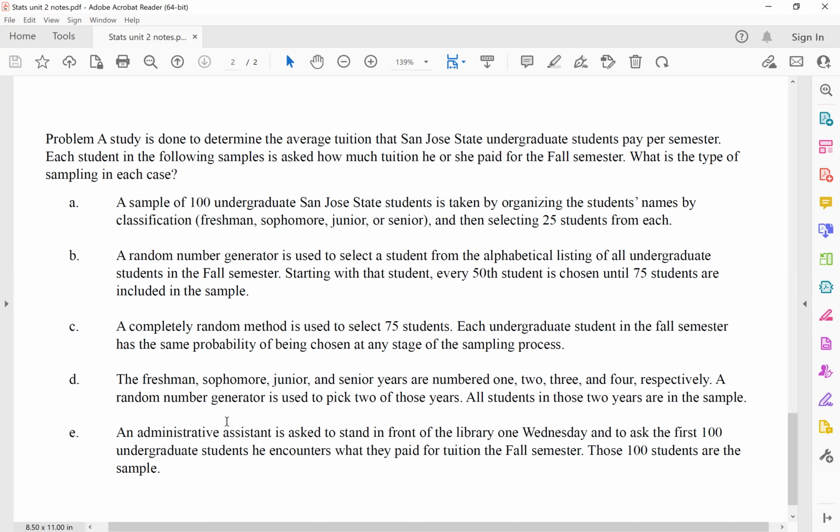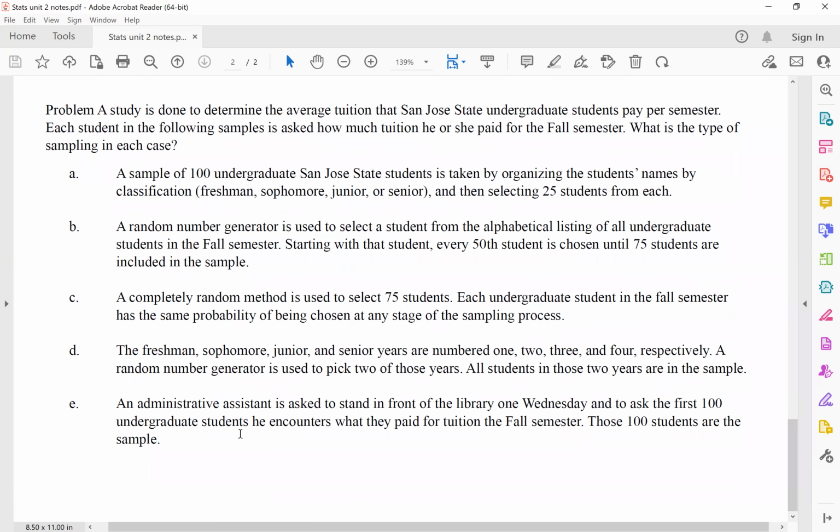Example D, the freshman, sophomore, junior, and senior years are number 1, 2, 3, and 4. So I separate my population into subgroups. A random number generator is used to pick two of those years. So for my 4 subgroups, I'm only going to choose 2. All students in those years are in the sample. Yeah, that is what we call clustered. Let's take a look at our last example.